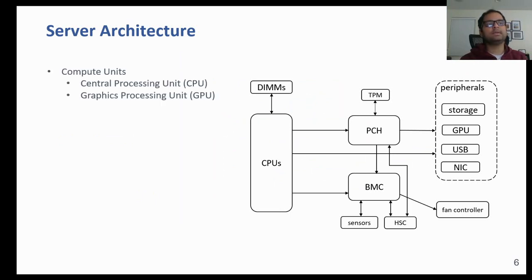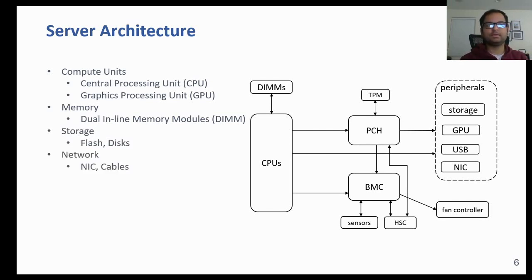A server typically consists of compute units, central processing units like CPUs, and graphical processing units or GPUs. A server also consists of memory, which in this case is represented by dual inline memory modules. In addition, a server consists of storage made up of flash or disk drives. The server also consists of network architecture, which is made up of network interface cards and cables. In addition, to connect all these blocks together, we also have interfaces like PCIe or USB.